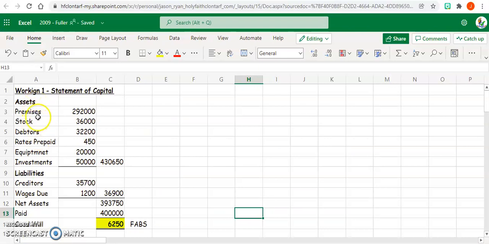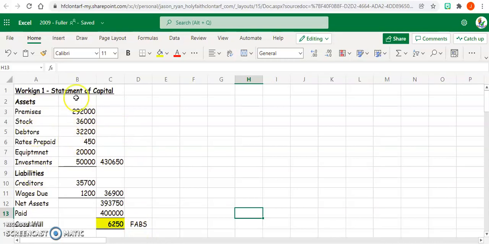So when you've put in all your assets, so as we said, premises, stock, debtors, rates prepaid, equipment, investments, and we added them up, we got 430,650. And your liabilities then, we just had creditors and wages due. So when we added them up, we got 36,900. So our net assets, or the value of the company, was 393,750. We paid 400,000 for it, so our goodwill then is 6,250, and that goes into your fixed assets in your balance sheet as a financial asset.